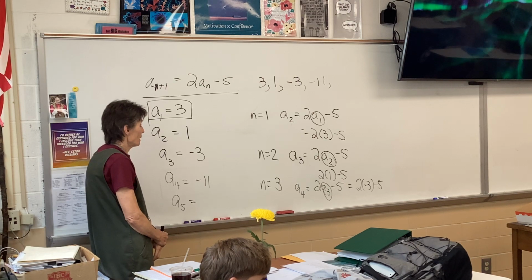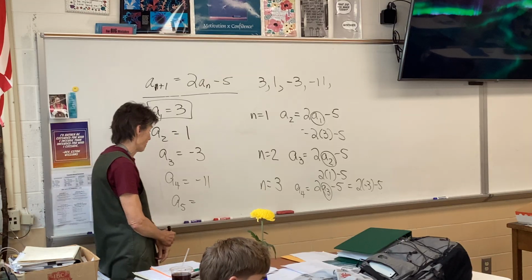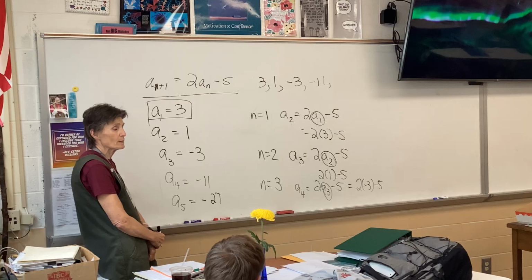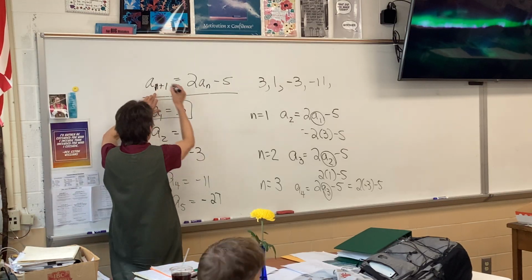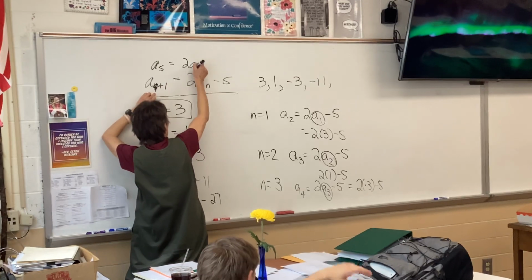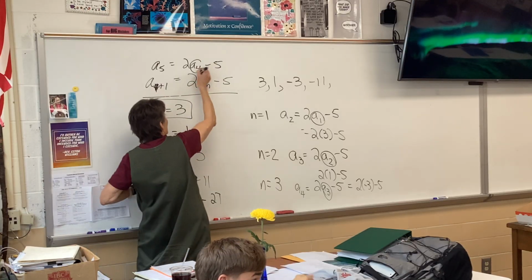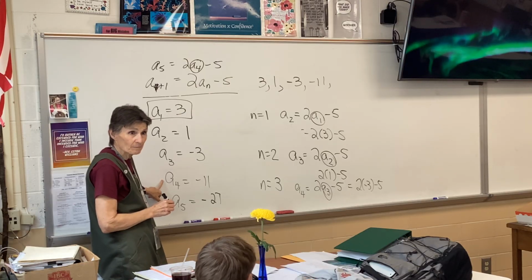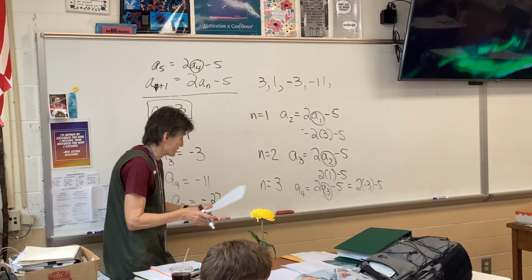All right, have you gotten a sub 5 yet? What did you get? Negative 27. How did we get negative 27? Because you know a sub 4. If we put a 4 in here, we're letting n be 4, it'll say a sub 5 equals 2a sub 4 minus 5. But a sub 4 is negative 11. So 2 times negative 11 minus 5 is negative 27. All right, let's try one more. Let's try the next one.